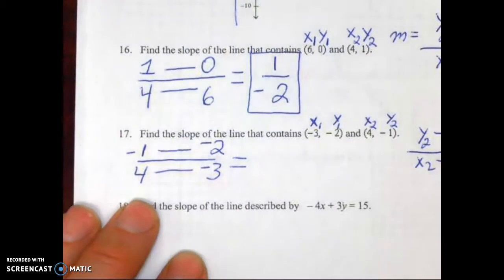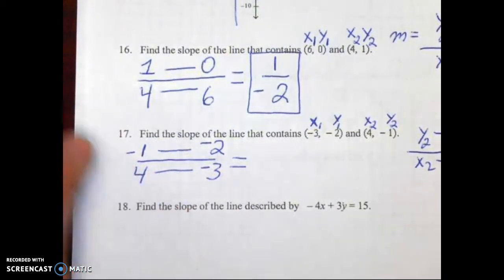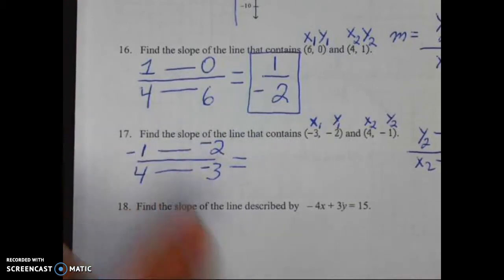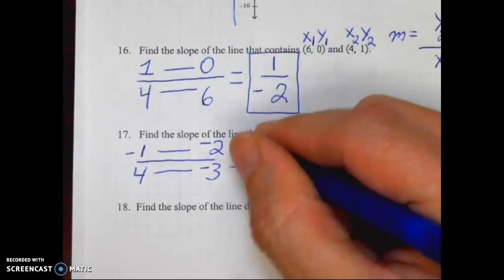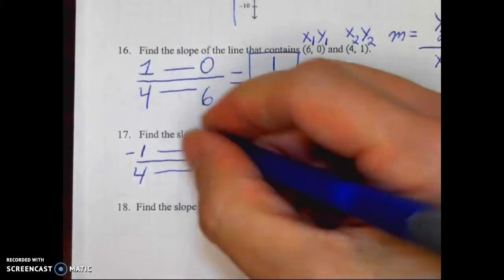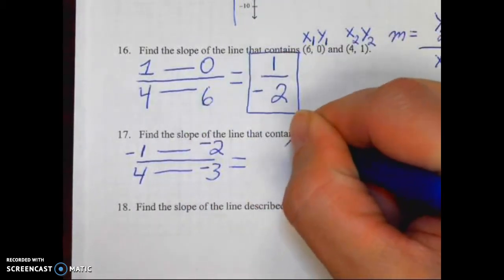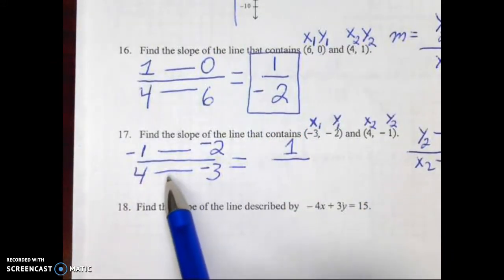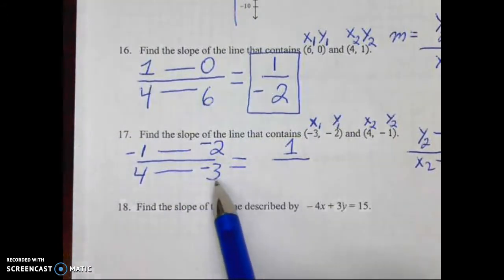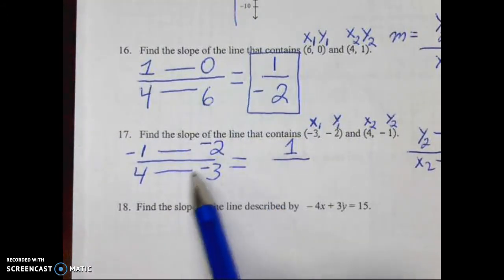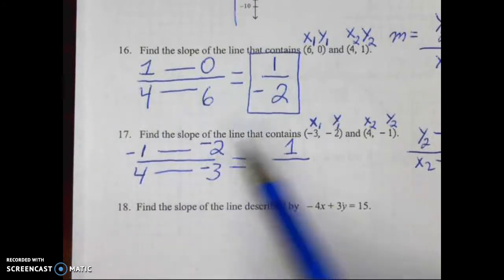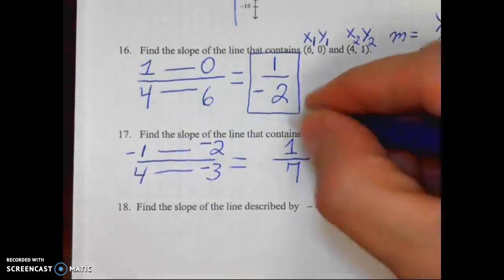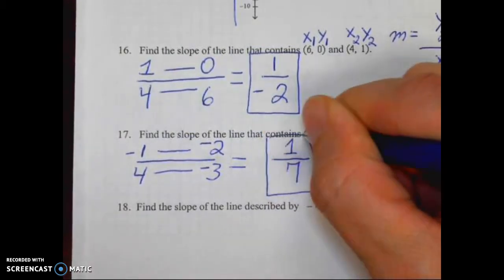All right, so again, type it in exactly how you see this. Negative 1 minus a negative 2. It's the same thing as negative 1 plus 2, but this will come out to being a 1. And in your calculator, make sure you type in 4 minus negative 3. Or remember the two tricks. If you take these two and put them into a plus sign, you have 4 plus 3 is 7. So that's my slope for number 17, 1 over 7.